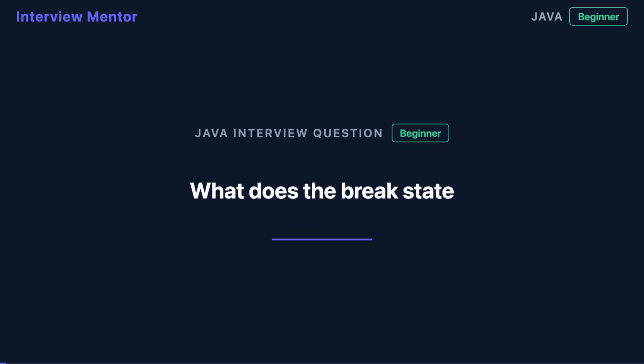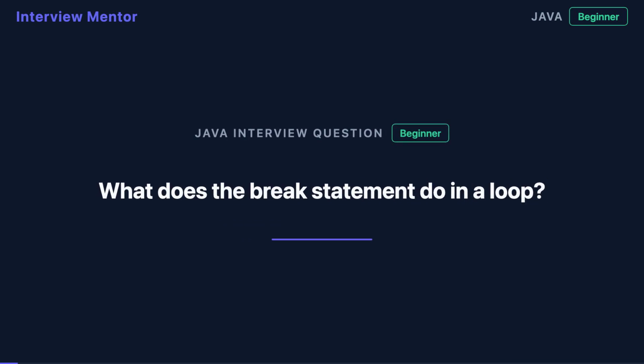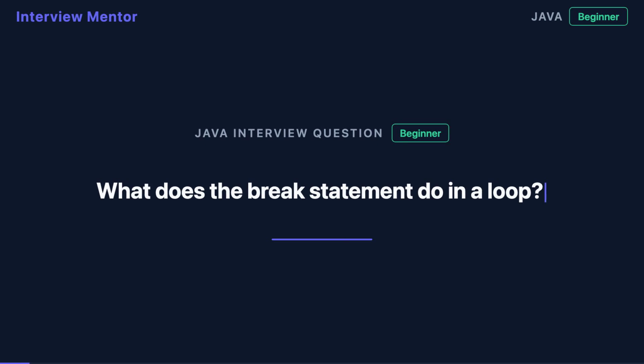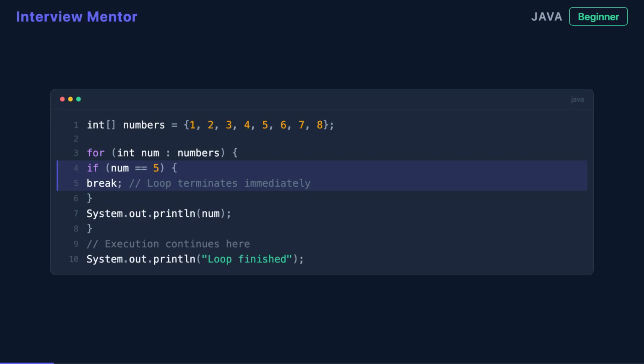Ever wondered why your loop keeps running when you thought it would stop? The break statement is one of Java's most powerful control flow tools, but many developers confuse it with continue. The break statement does exactly what it says. It immediately terminates the loop and jumps to the first line of code after the loop. When Java encounters break, it doesn't check the loop condition again, doesn't run another iteration, it just exits.